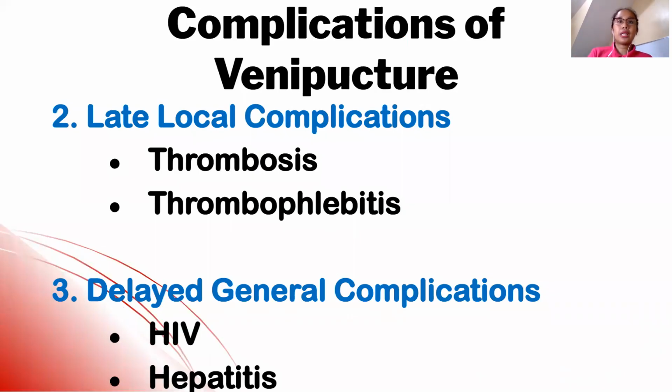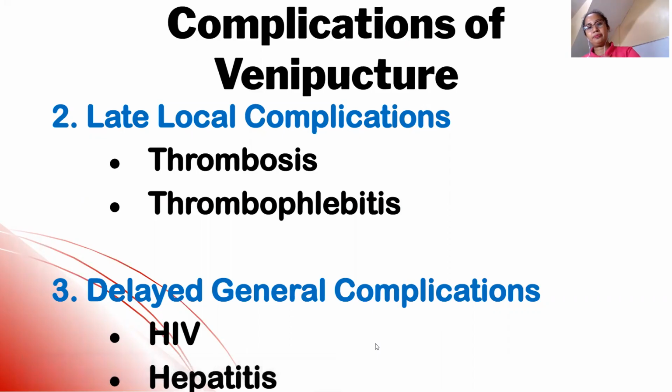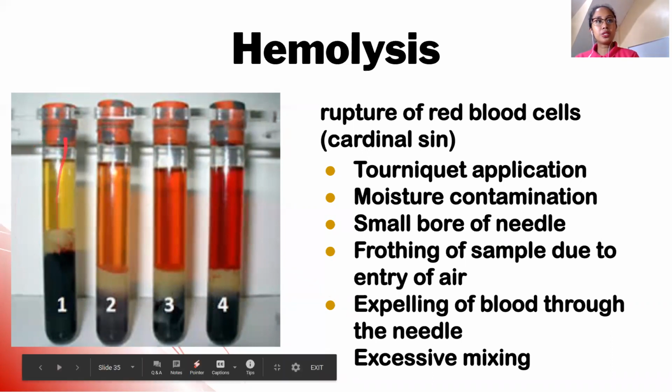Late local complications: thrombosis, the formation of a clot, and thrombophlebitis, inflammation of the blood vessel or the vein with clotting. Delayed general complications: HIV, hepatitis B, hepatitis C. Class, cardinal sin nga daw, sabi ng teacher ko, ang hemolysis. Once you collected your whole blood, you place it in a red top, centrifuge mo, dapat ang lalabas 1.